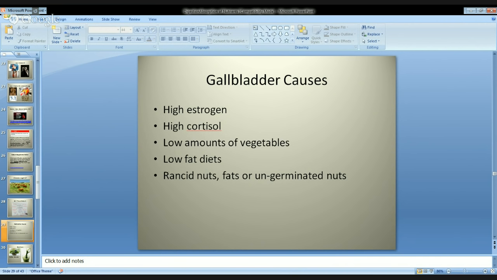Oh, rancid nuts will irritate the gallbladder too, or ungerminated nuts. Now, what you should do, if you buy raw nuts, is soak them in water overnight and then rinse them out and then dry them at a low temperature in your oven or a dehydrator. That's called germinating. And that will actually help you digest those nuts, because that process helps to get rid of certain things that block digestion. They're called enzyme inhibitors. I know it's a pain in the butt, but I will guarantee if you don't do that and you eat nuts, you probably notice your right shoulder start hurting.